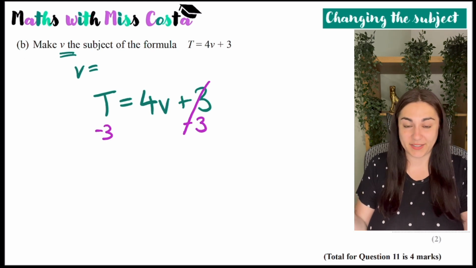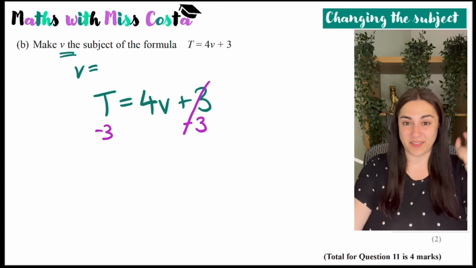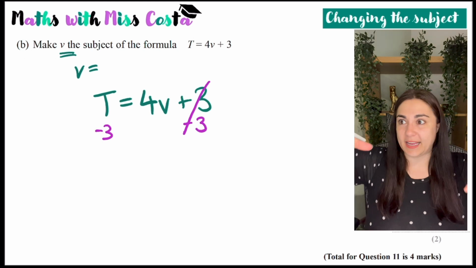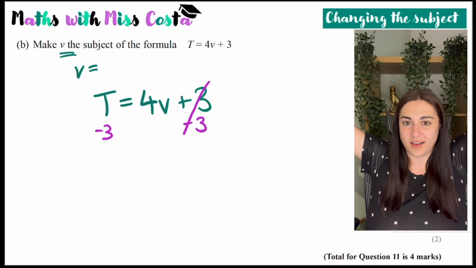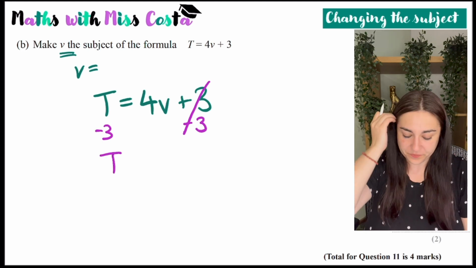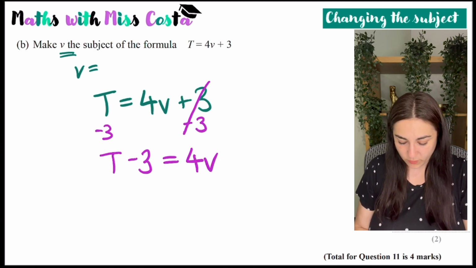But because equations have to be balanced, whatever you do to one side, you have to do to the other. You can think of them as scales. Like if you take a weight off one part of the scale, you have to take the same amount off the other, otherwise the scales will tip. So therefore, t minus 3 must be equal to 4v.